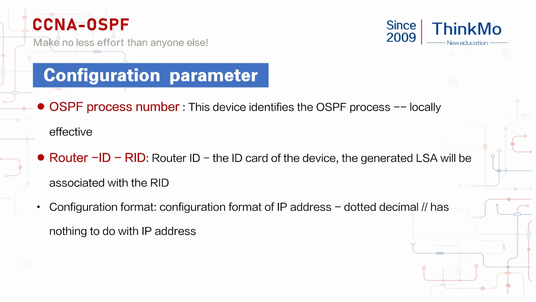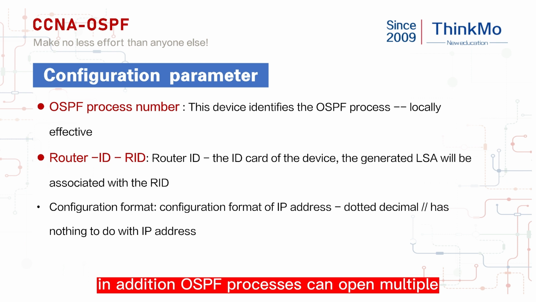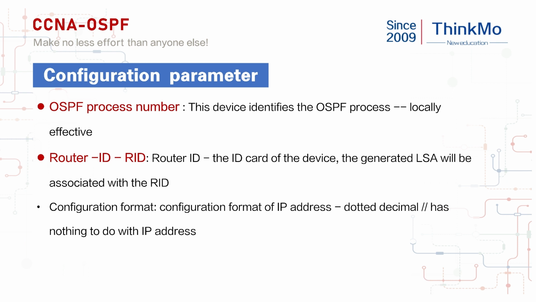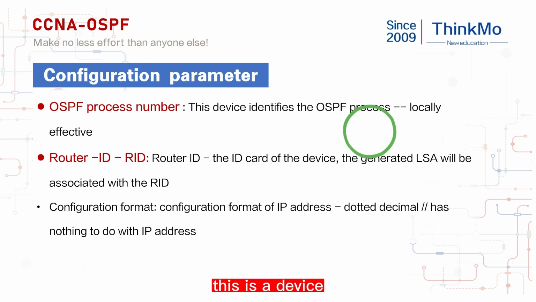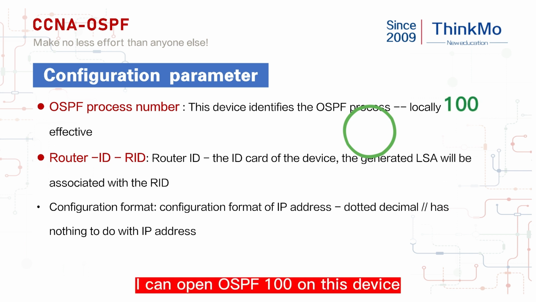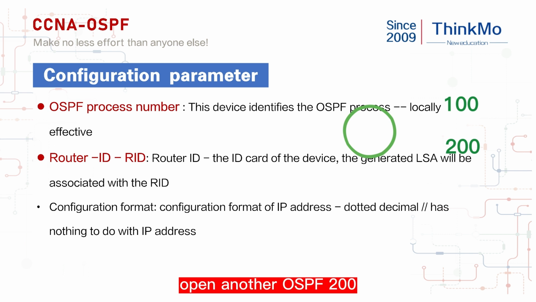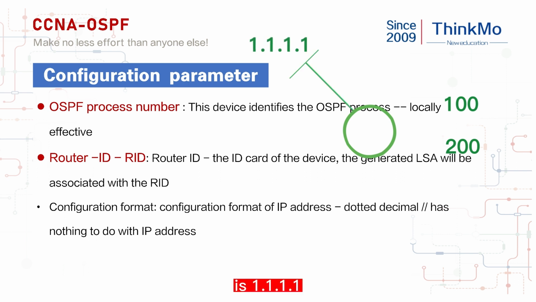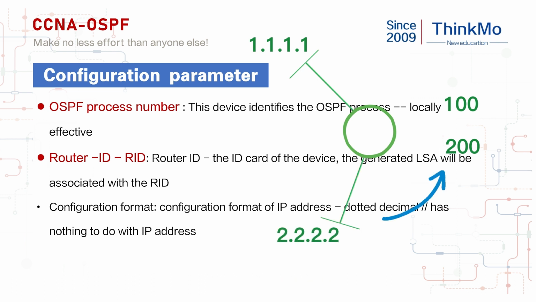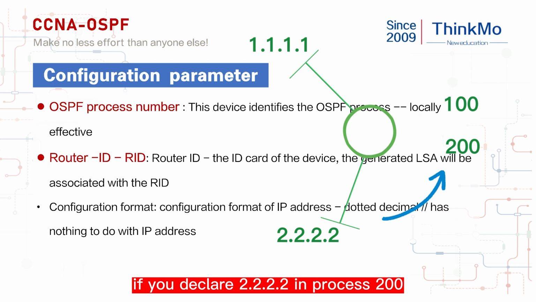That's what I mean. In addition, OSPF processes can open multiple, but at the moment only one. Between different processes, you can declare different content. I'll give a simple example. This is a device. I can open OSPF 100 on this device and open another OSPF 200. Then they are isolated from each other. There is a network segment on this device, 1.1.1.1, and here is a 2.2.2.2. If you declare 2.2.2.2 in process 200.